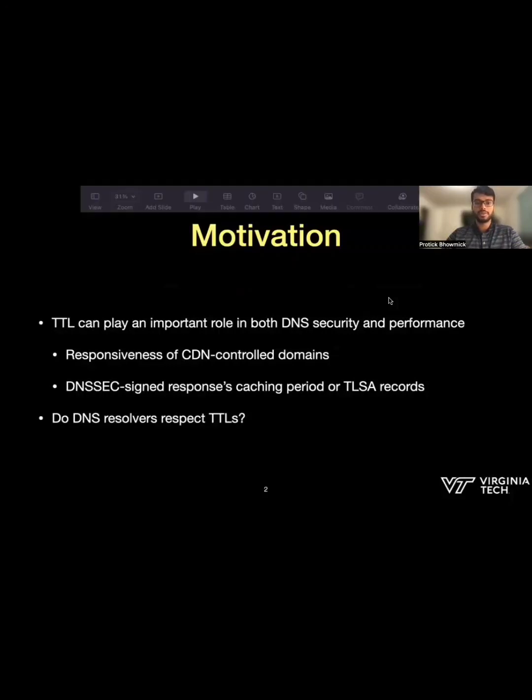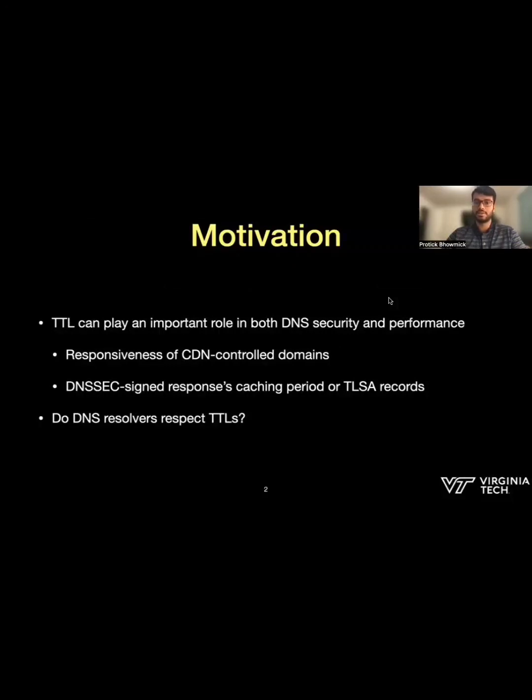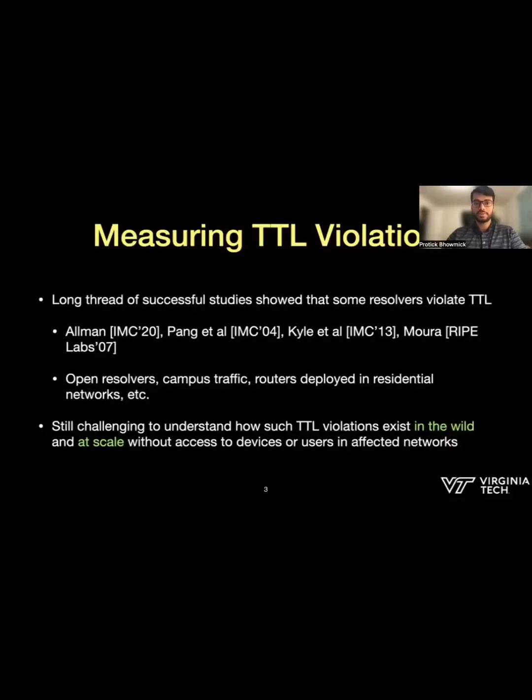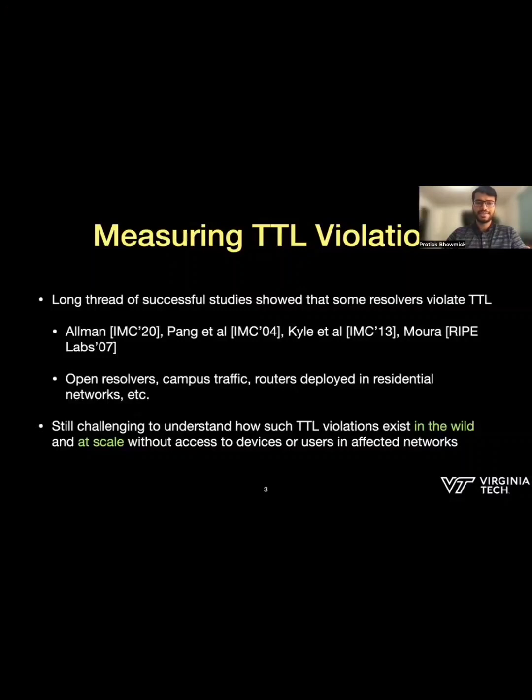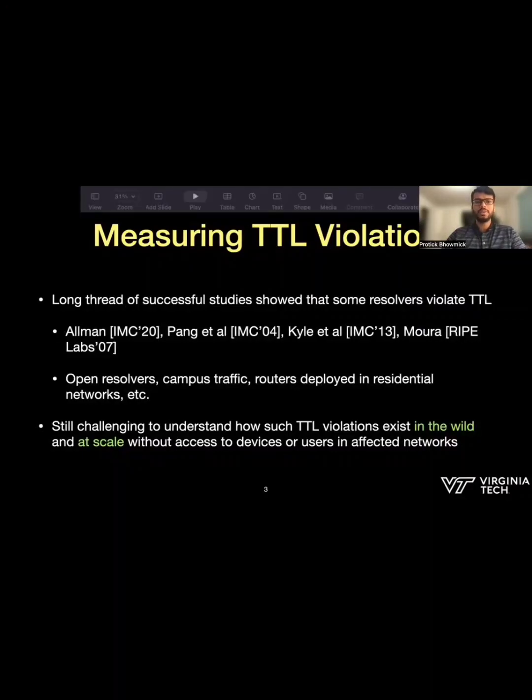So in this study, we want to measure if the resolvers out there actually respect TTLs or not, and what the prevalence of violation is. There have been a lot of successful studies focusing on this question, whether resolvers violate TTL or not. But those studies mainly used open resolvers that they could directly probe, or had passive datasets like campus traffic, or they had advantageous positions like routers deployed in residential networks. So it's still challenging to understand how TTL violations actually occur in the wild, especially at scale, without this kind of privileged access to devices or users that are situated in the affected network itself.